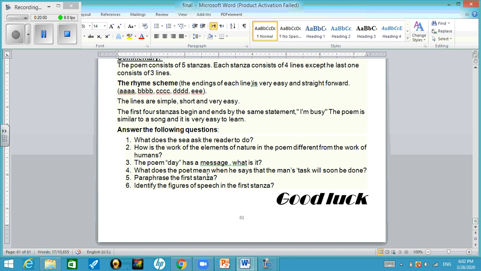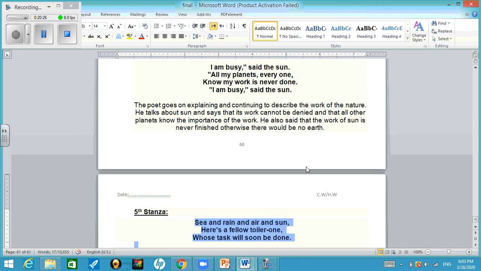Okay, so answering the following questions. What does the sea ask the reader to do? Okay, this is going to be your own homework. How is the work of the elements of nature in the poem different from the work of humans? Okay, so let's move to the first question first. What does the sea ask the reader to do?